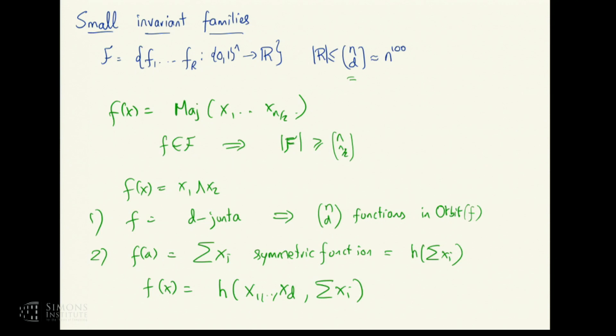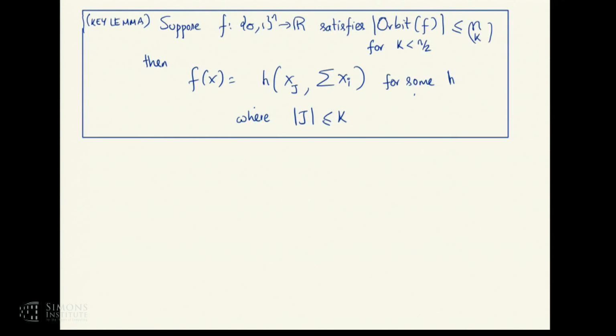If you look at such a function, this will also generate n choose d functions. And as it turns out, this is essentially all you can do. If you take any function on the hypercube whose orbit is at most n choose k, it's actually a function of the form h of x sub J comma summation xi, where J is at most k coordinates and summation xi is the sum. It only depends on the sum and the k coordinates.